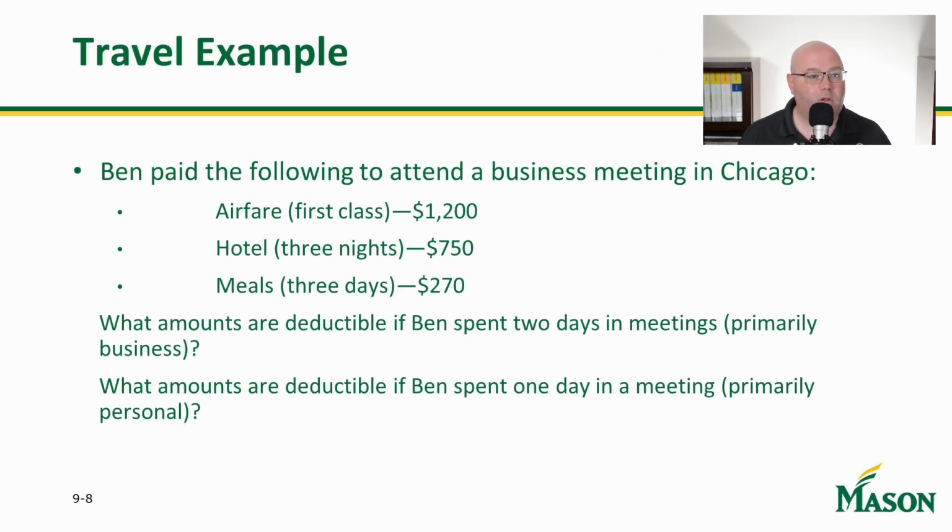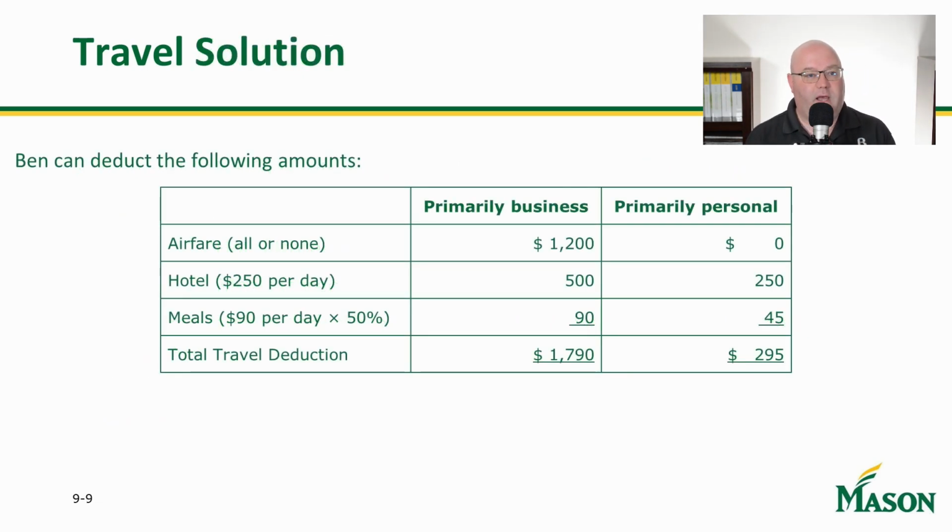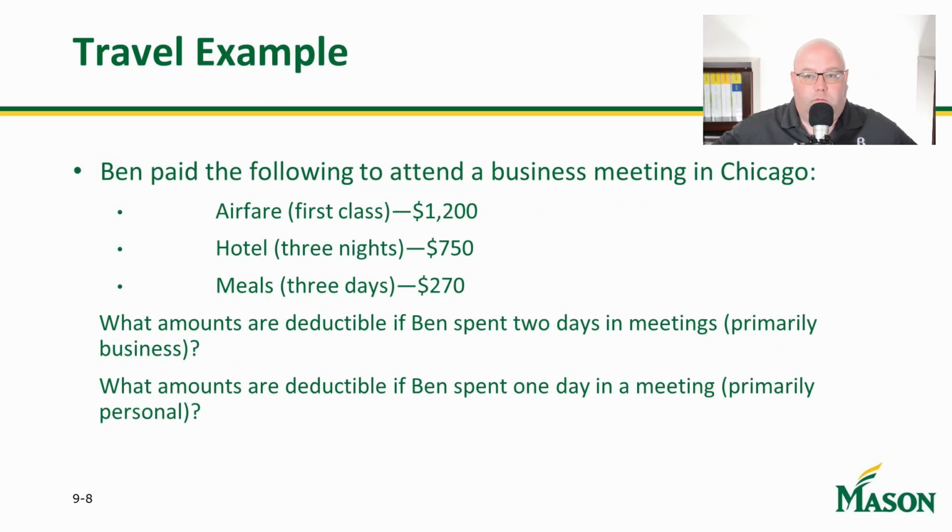The travel example: he paid the following to attend a business conference in Chicago. First class airfare, hotel, meals. What amount is deductible if he spent 2 days in the business, or if he spent 1 day in the meeting and it was primarily personal? This is where the solution is, and I'll let you take a look at it. Now, that's what I'm thinking. Like I said, if it's primarily business, you get to deduct a good portion of it. If it's primarily personal, not so much. Now, the question of the day is, first class airfare, is that reasonable? That's a question you need to ask yourself.